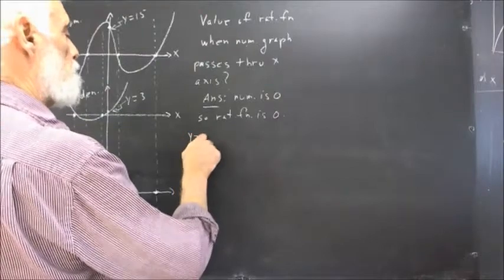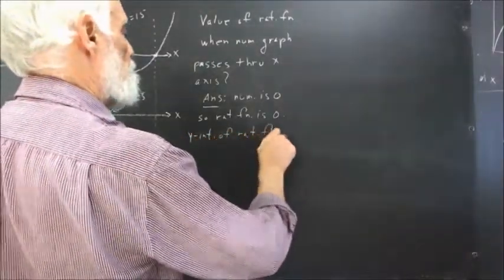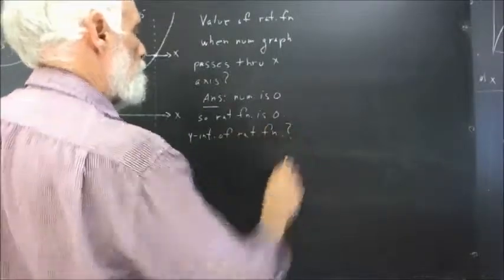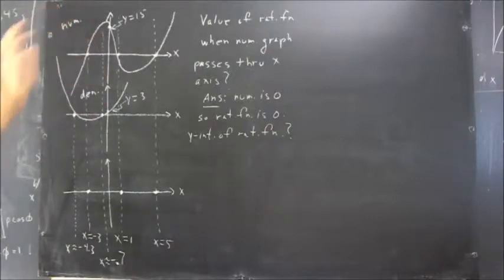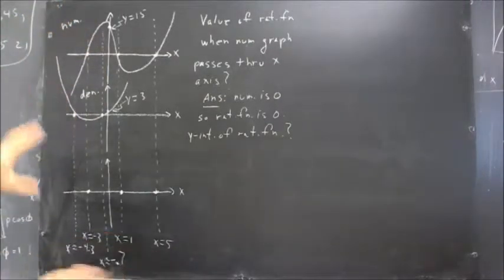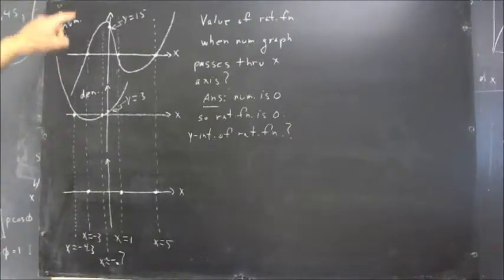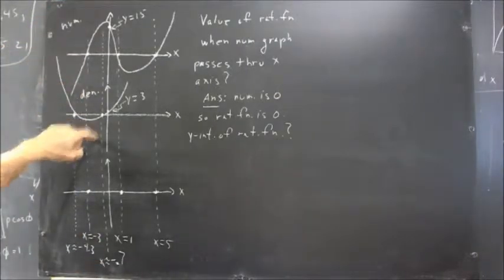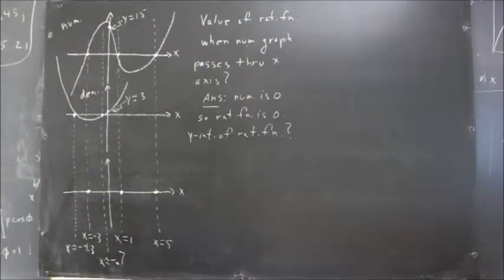Okay? Now, what's the y-intercept of the rational function? Think about that. Given these two graphs, not given the equations of the numerator and denominator, just given that these are the graphs, how would you determine the y-intercept of the rational function where the numerator is divided by the denominator? Think about it.